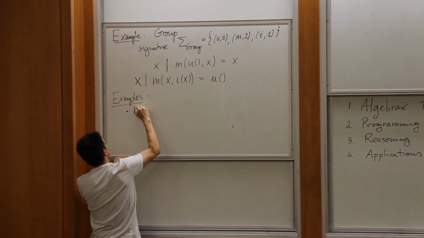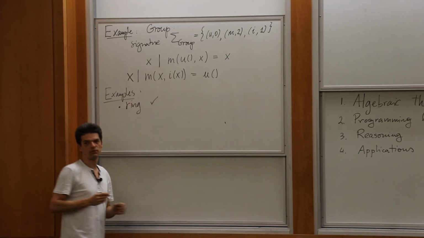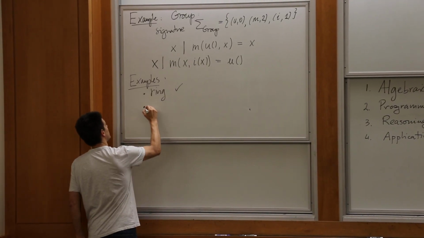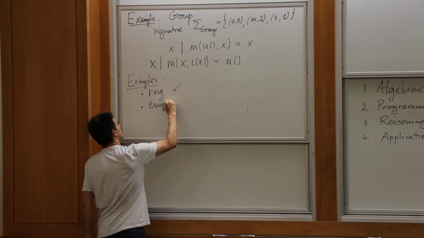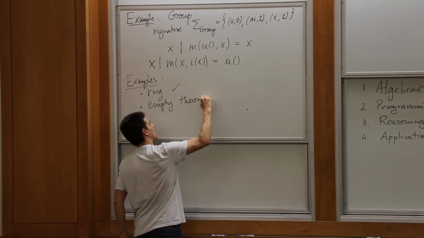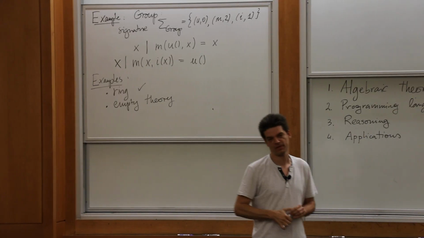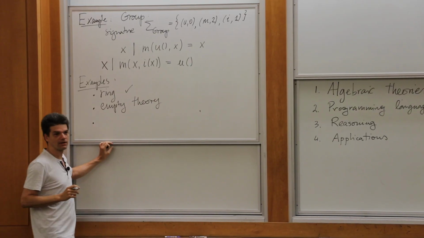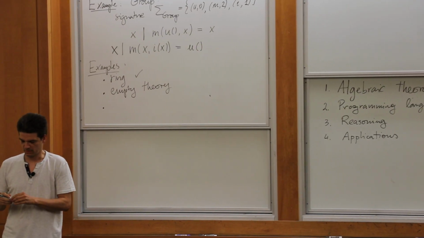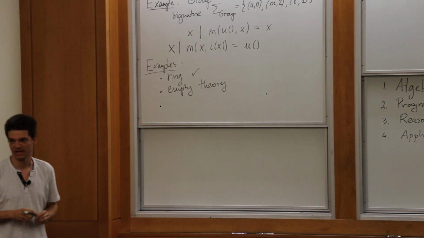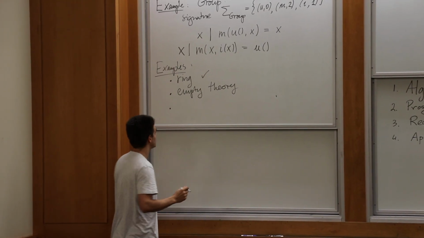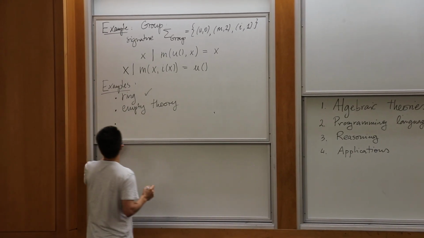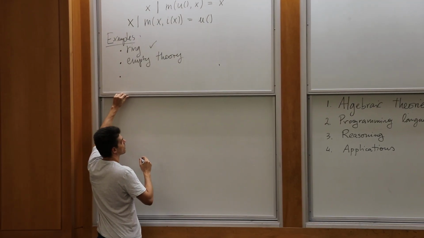Let me write down some other examples. If you don't know what a ring is, you can look it up, it doesn't matter. One possibility is the empty theory. The empty theory doesn't have any operations and doesn't have any equations. It's a theory. We're doing maths, and mathematics is the science of studying pathological examples, so we should definitely include the empty theory.